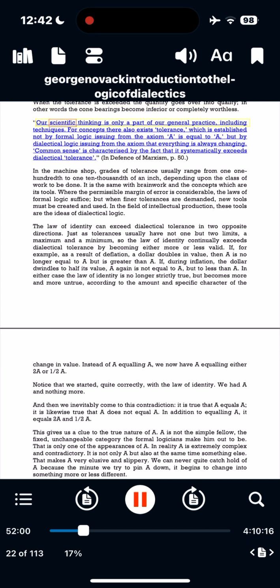Our scientific thinking is only a part of our general practice, including techniques. For concepts there also exists tolerance, which is established not by formal logic issuing from the axiom A is equal to A, but by dialectical logic issuing from the axiom that everything is always changing. Common sense is characterized by the fact that it systematically exceeds dialectical tolerance. In Defense of Marxism, page 50.